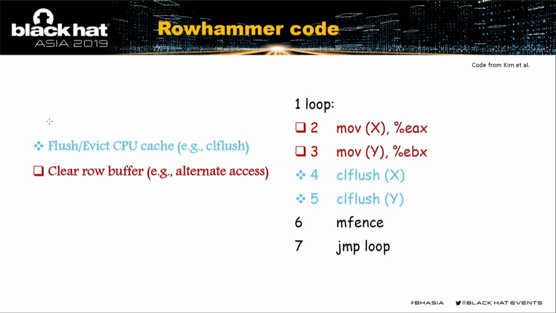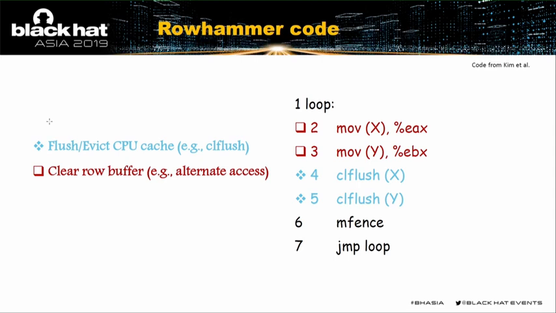To flush the CPU cache, we can use the clflush instruction. Alternatively, we can stuff other data into the cache to evict the target data's cache. Also, to have a direct impact on row n, we need to clear the row buffer. Thus, as such, we perform alternate access of x and y repeatedly.